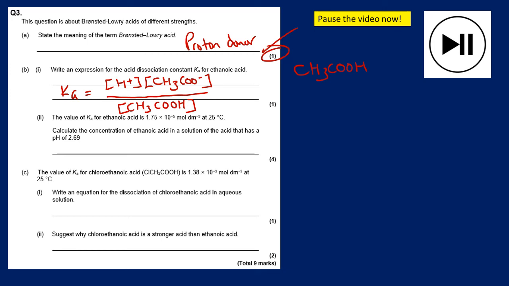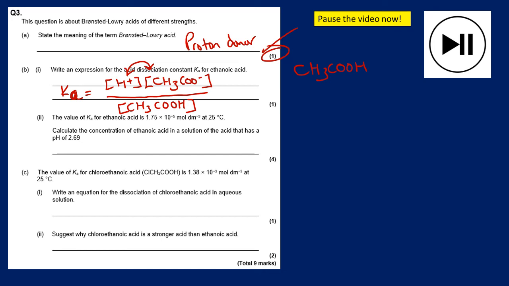an expression for Ka. It's how we calculate pH, and we use the fact that they are the same. But when you're asked for the expression, there's only one correct answer, and it has to be as I've shown there. The only variation would be if you just put these two the other way around.